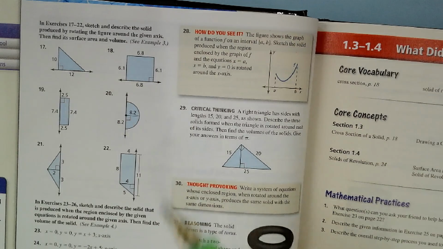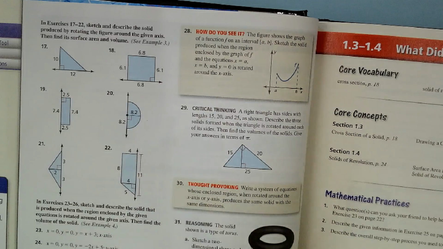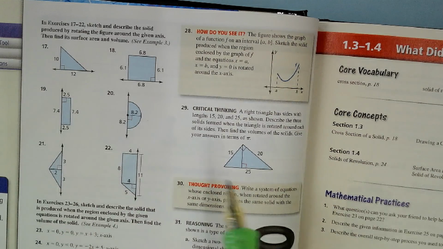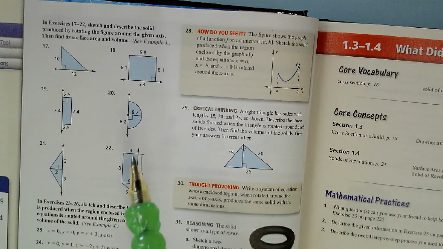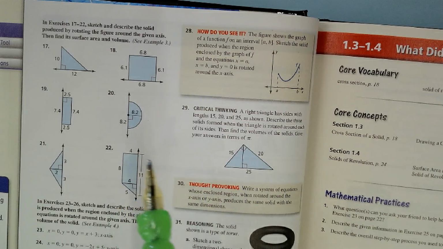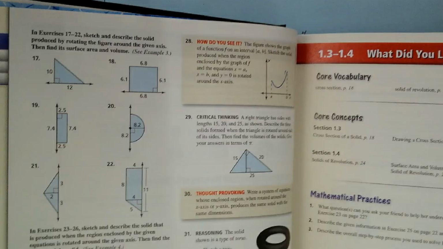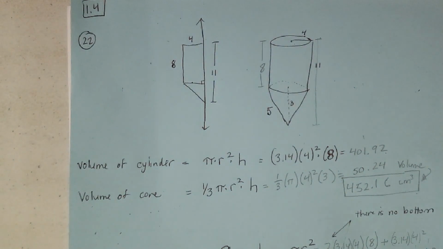What that means is they're taking this and imagining it going around and around, like spinning it around. So it ends up making a cylinder with a little cone on top. And I have a drawing of it so you can see what it looks like.